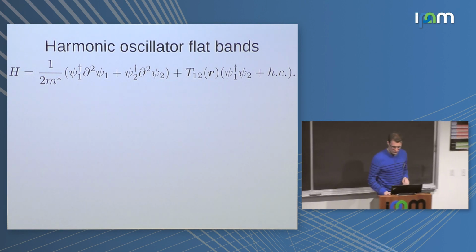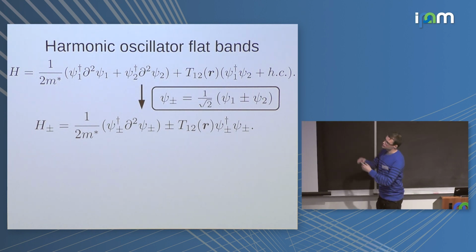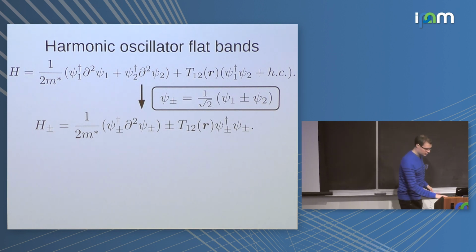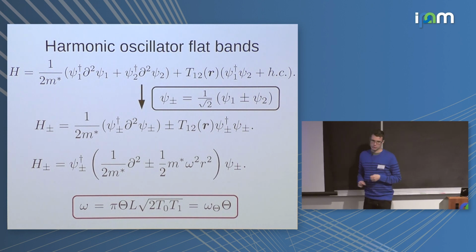So the way you do that is you introduce this sort of bonding anti-bonding idea that we talked about earlier. You just do this 45-degree rotation, and you can explicitly separate this Hamiltonian into a bonding and anti-bonding part that are completely diagonal. They don't talk to each other. And now we see we have a harmonic oscillator expansion. We can write it explicitly as a harmonic oscillator and extract what the effective frequency is.